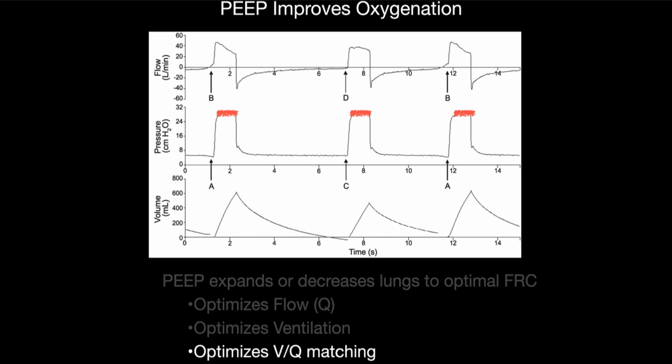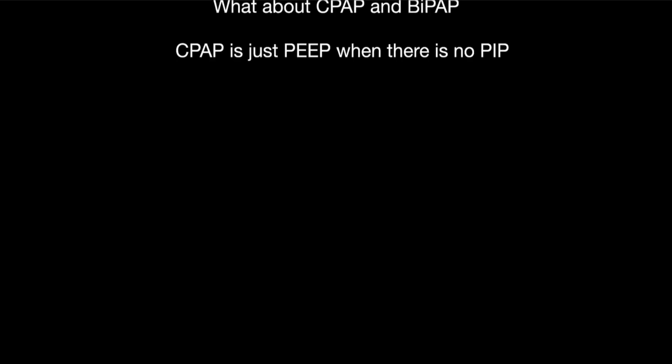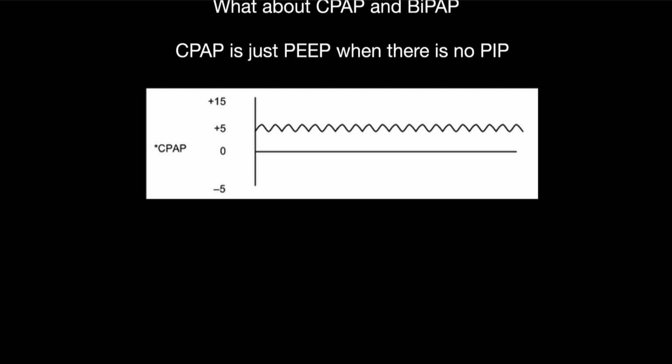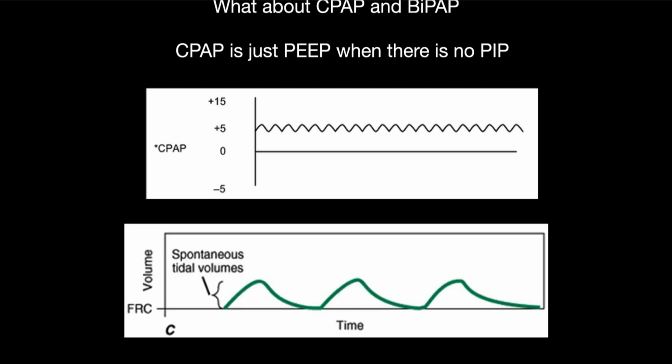So, to summarize, when you have CO2 problems, you increase the minute ventilation by increasing respiratory rate or tidal volume. When you have oxygenation problems, you increase the FiO2 or increase the PEEP. Completely separate approaches to two separate problems. So, what about CPAP and BiPAP? Well, CPAP is really just PEEP when there's no PIP. It's a constant pressure all the time.